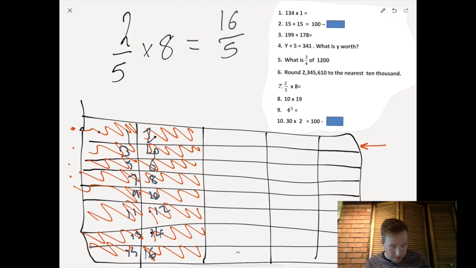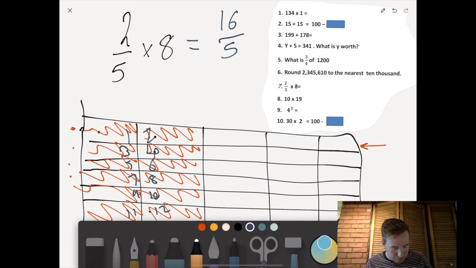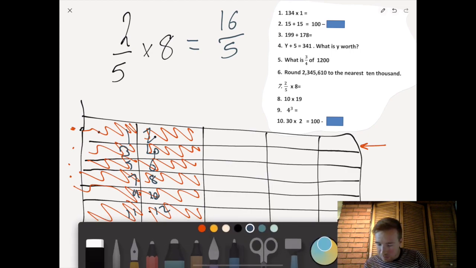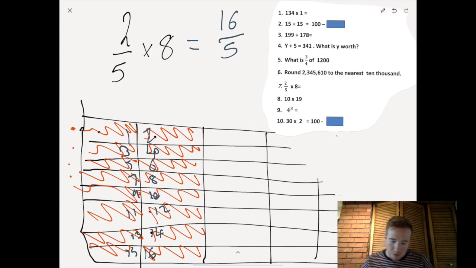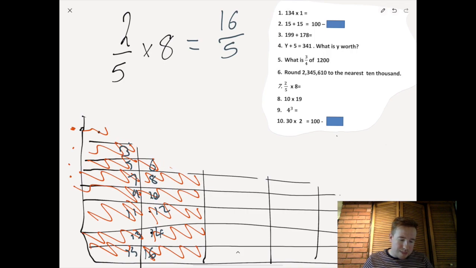Okay, let me just rub all this tat out at the bottom, and then we'll talk about where it's come from. Some of you might be able to spot already. I'll stop in a sec. You've got 16 fifths now.